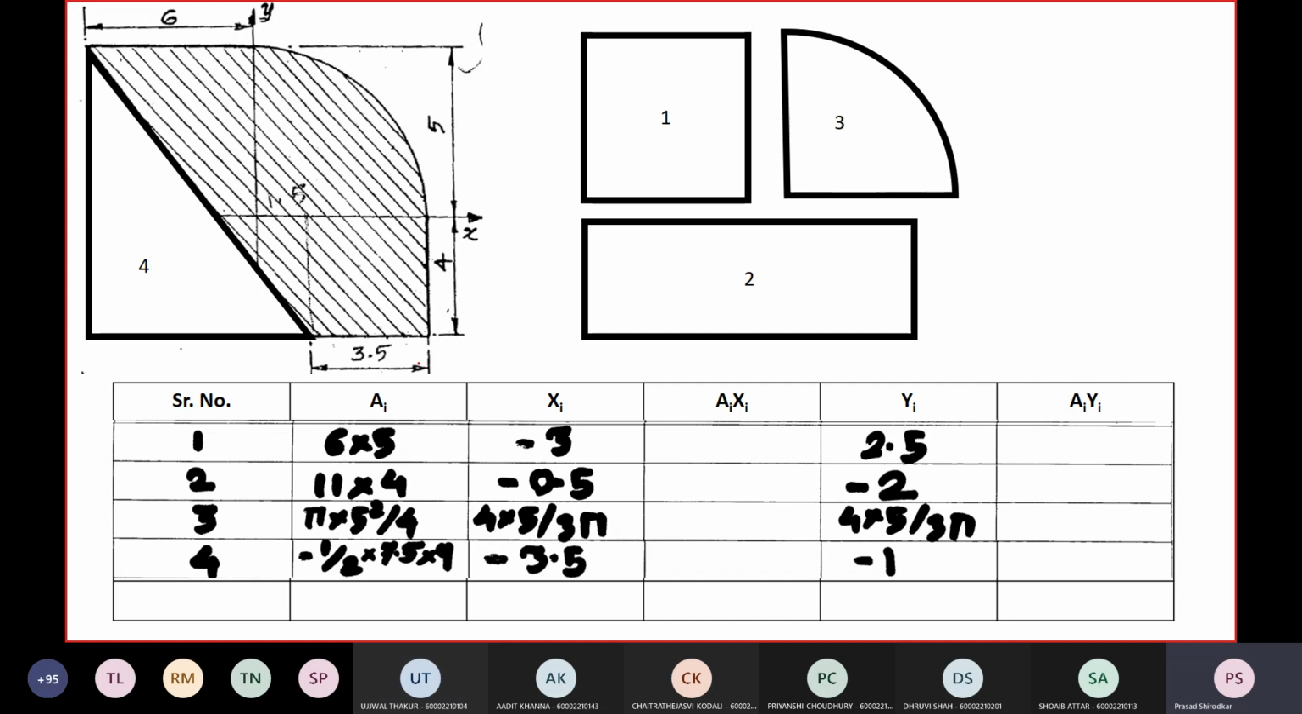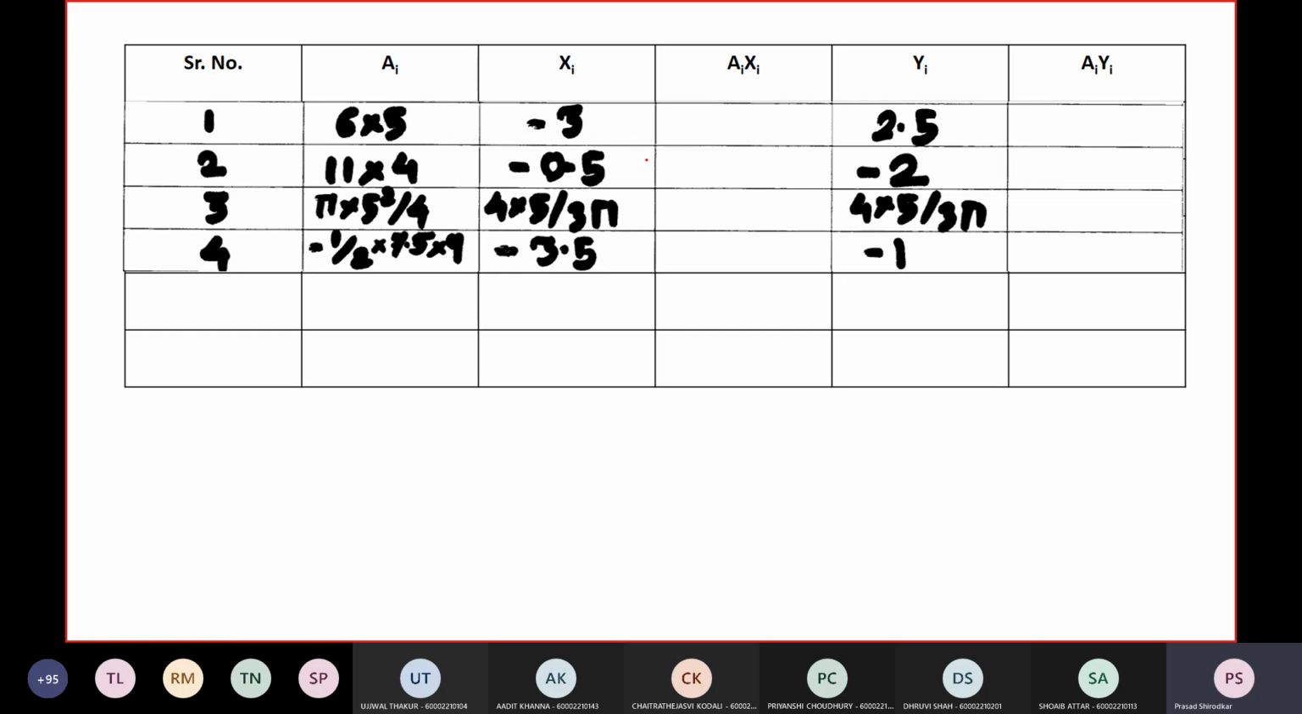If anybody has any question, please ask immediately. So tell me the values, Ai, xi values. Next slide. Tell me the Ai, xi values.